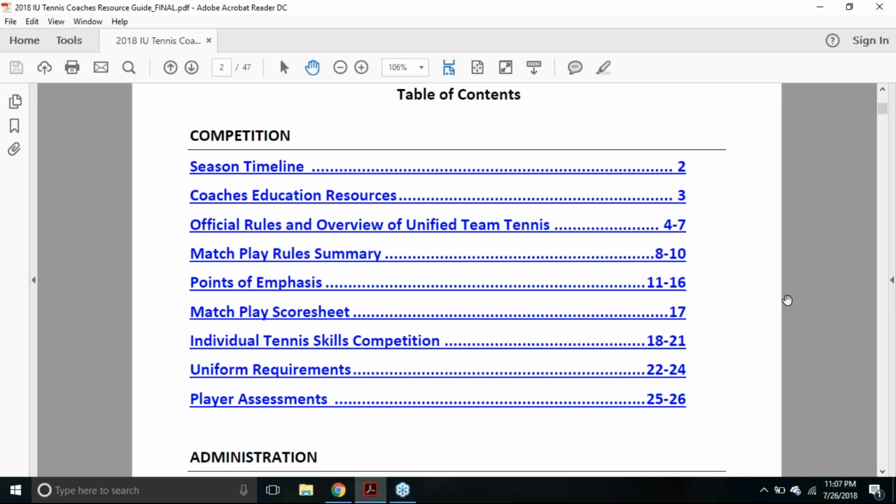At this point, this concludes the overview of Interscholastic Unified Tennis. If you have any questions, you can contact your district representative, or in the absence of a district representative, your regional sports director. If they do not have the answer, then you can always contact the Interscholastic Unified Tennis Sport Chair or Assistant Chair with any of your questions.